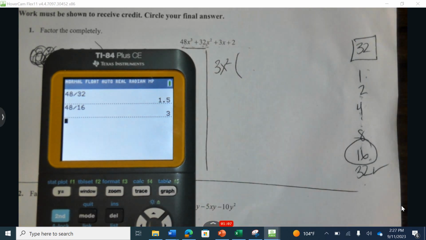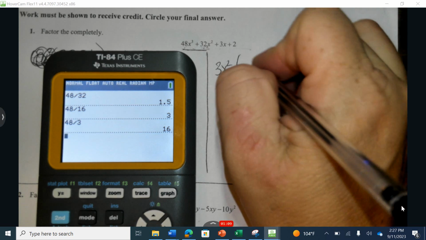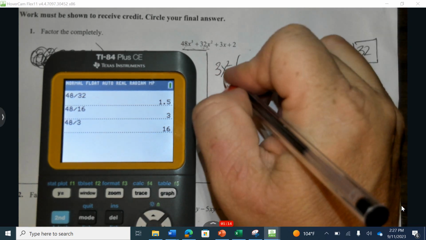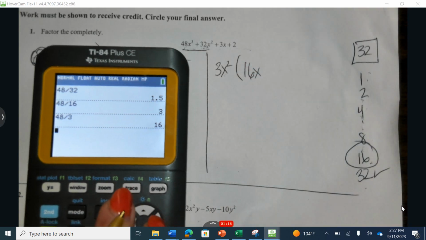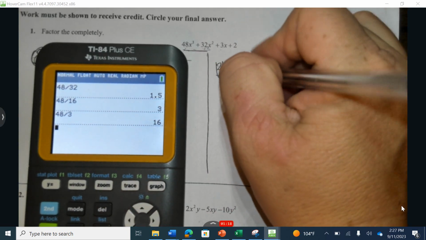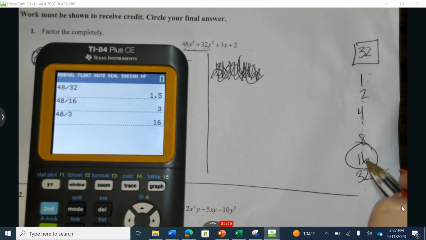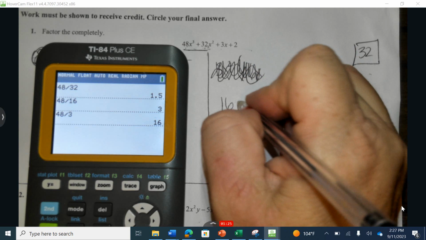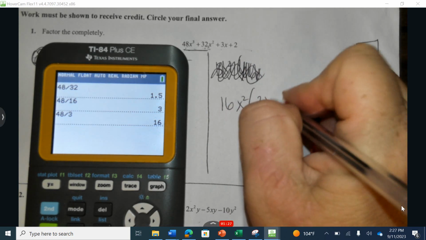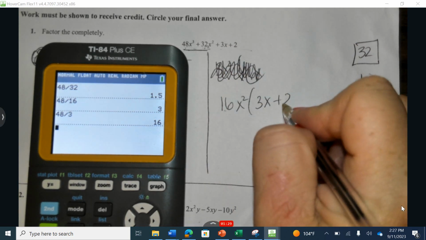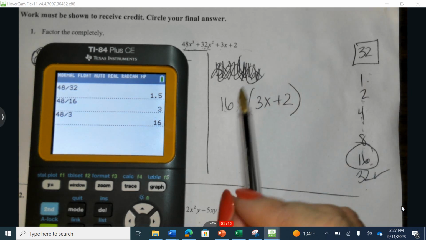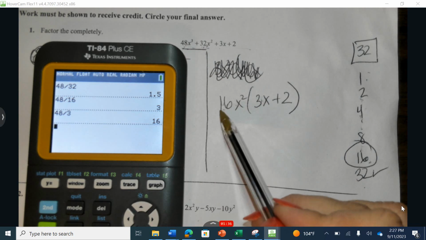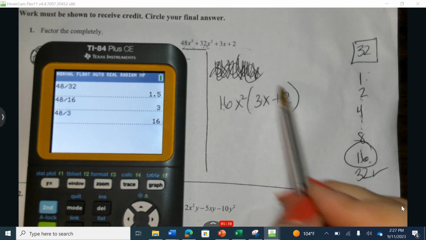3 times what is 48? If you don't know, you divide to get 16. I need 3 x's, so I need to attach 1 more. I meant to put a 16 here. Why did I put a 3? 16 is the number I want to factor out. My mistake. Factoring out 16, x squared, gives us 3x, and then 16 times 2 is 32, and there's my 2 x's. Okay, 16 times 3, 48 with 3 x's. 16 times 2 is 32 with 2 x's.